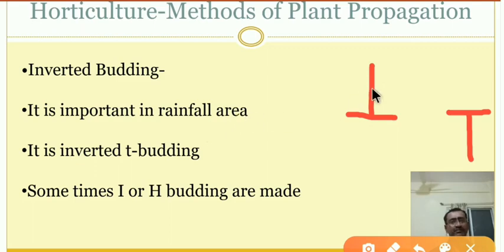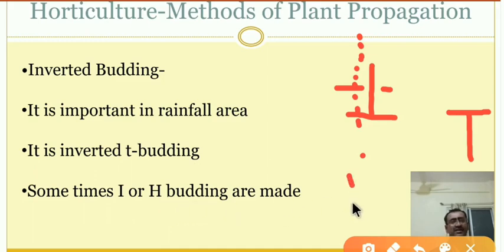Why? Because this flipped part and this one part are compactly tied here, and due to that when rainfall is there, the rainfall does not come directly onto the bud. So in rainfall areas such inverted budding is important. It is also known as inverted T budding, and sometimes I or H shaped budding are made here.